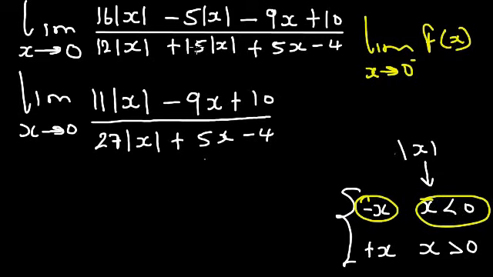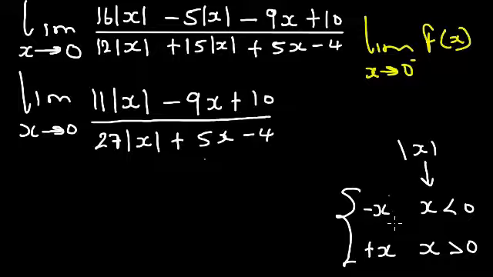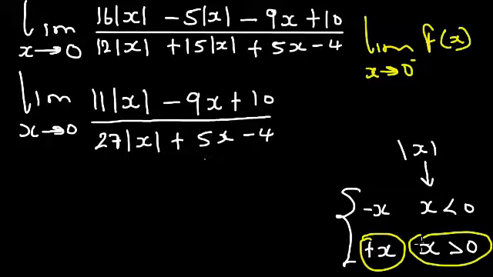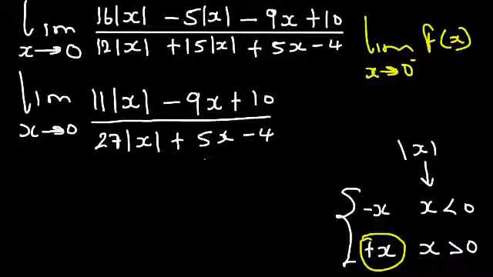Are you getting my point? Perfect. Also, if the variable is approaching the limit point from the right hand side, which is the positive side, then you use positive x as the input, because that is the valid input for this range.